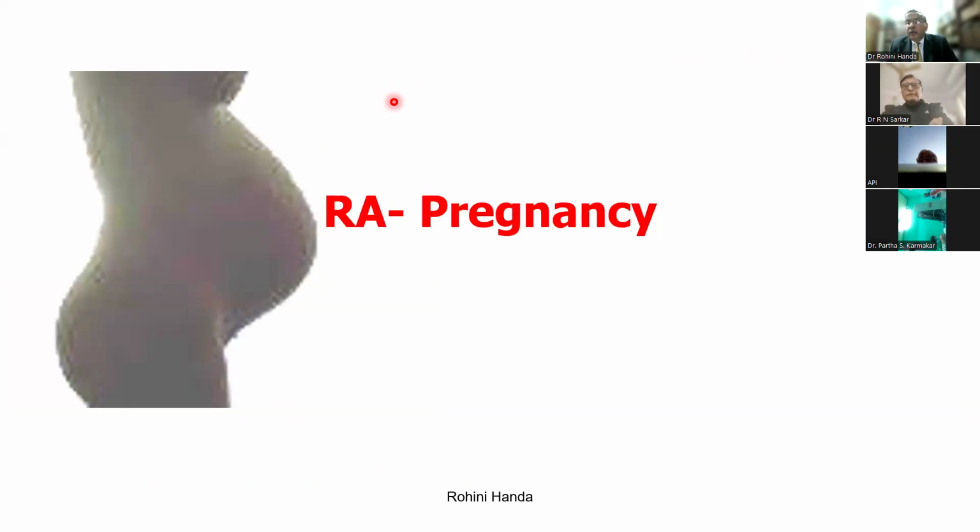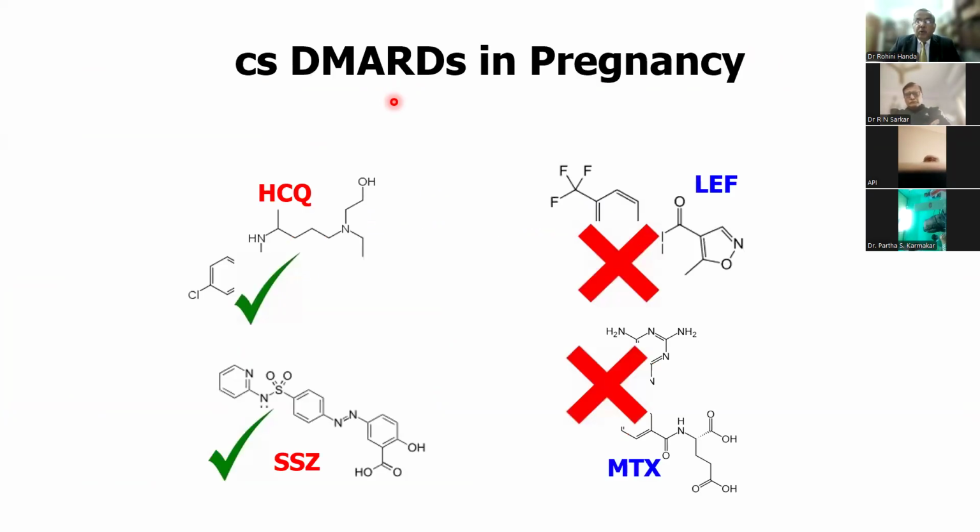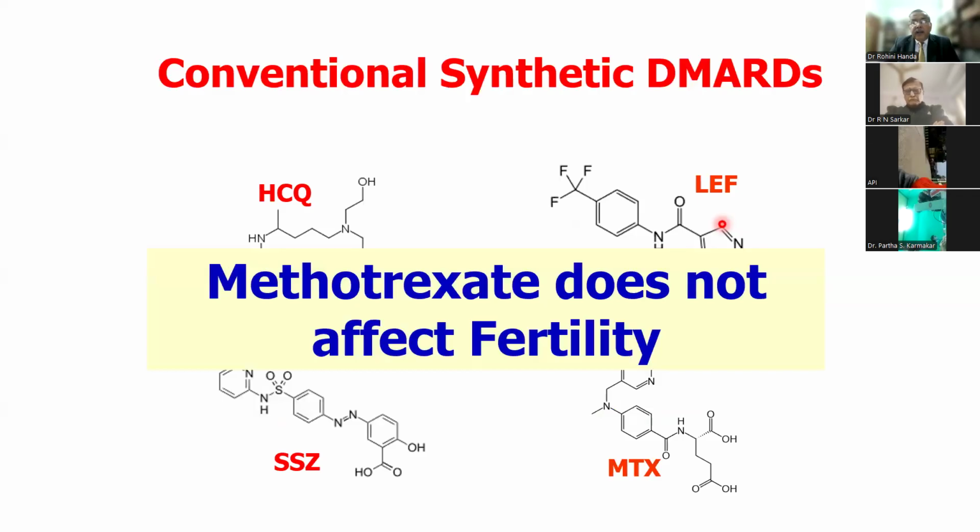Second scenario, many of these are young women, some married without children, some with one child wanting another child, and some could be unmarried. So, how do you tackle that? The drugs that are checkmarked in the green are compatible with pregnancy and breastfeeding: hydroxychloroquine and sulfasalazine. Leflunomide and methotrexate are a big no. You stop methotrexate about 3 months, and now the current guidelines say 1 month is sufficient before pregnancy. Leflunomide is mentioned about 2 years before planned pregnancy.